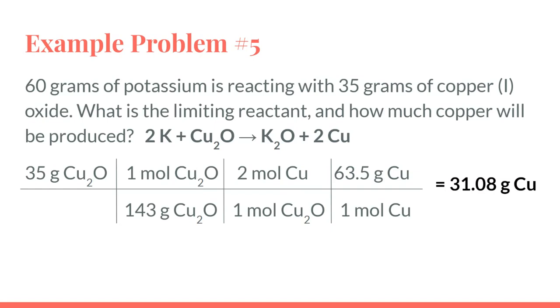When you start with 35 grams of copper oxide, we go through the simple mole conversion, the mole to mole ratio, and a second mole conversion, and you should have gotten that we would produce 31.08 grams of copper.